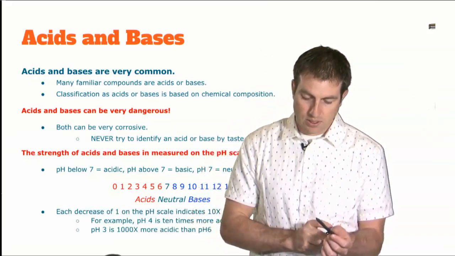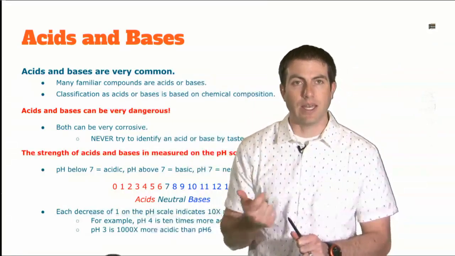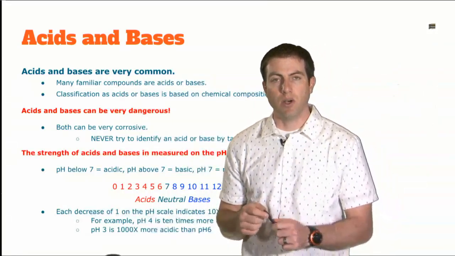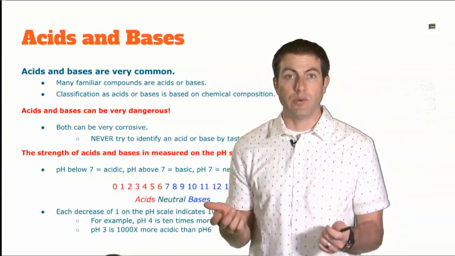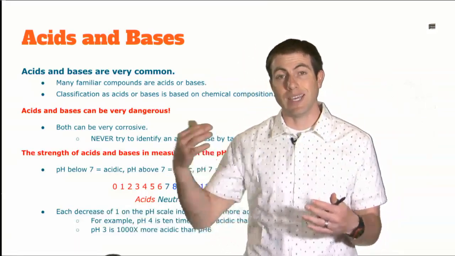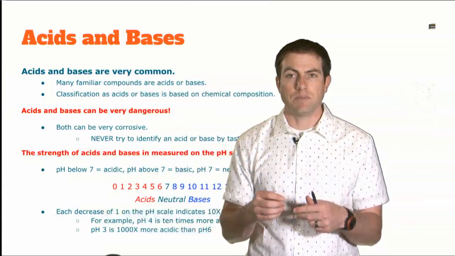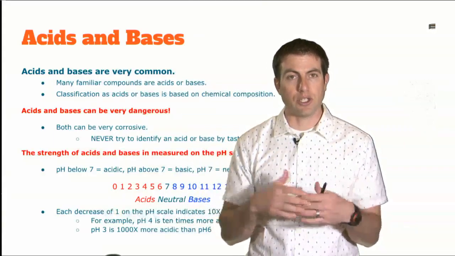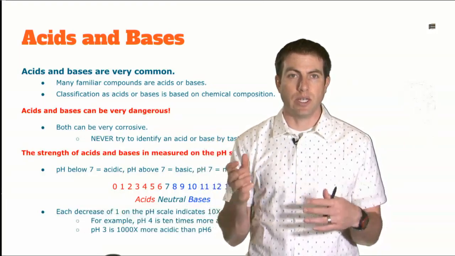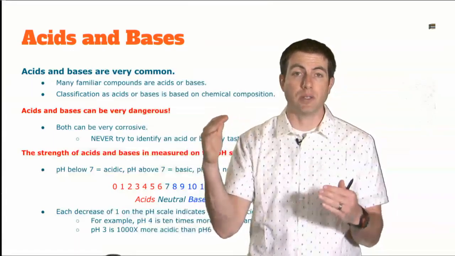So the strength of acids and bases is measured on the pH scale. It's a logarithmic scale. Just like the Richter scale we talked about, when we said an earthquake was a 7 on the Richter scale and something was an 8, that was an increase of 10 times. And if you had a jump of 2 on the Richter scale, so you went from 5 to 7, that's 10 times 10, that's 100 times stronger.